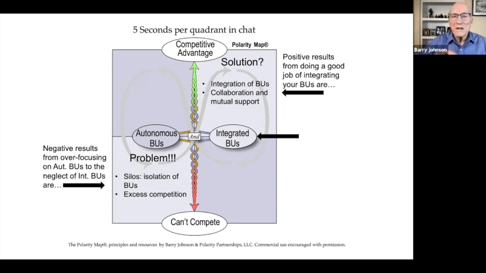And he said, wait a minute. I understand how from our autonomous business units, you'd come up with the silos and the excess competition, lack of coordination, et cetera. And I understand how you'd come up with the integration and the collaboration and centralized coordination, et cetera. But did I hear you correctly when you said, we're not going to walk our talk? And I said, yes, sir.